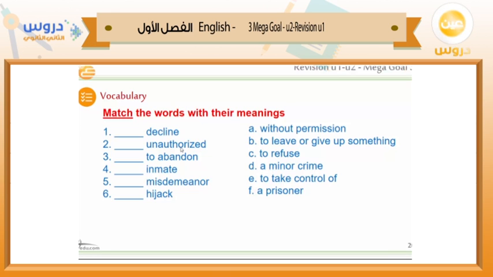Now we are going to revise some vocabulary. Match the words with their meanings. We have decline, unauthorized, to abandon, inmate, misdemeanor, hijack. And the meanings are without permission, to leave or give up something, to refuse, a minor crime, to take control of a prisoner. So number 1, decline. What's the answer here? Think about it. The answer is to refuse, C.